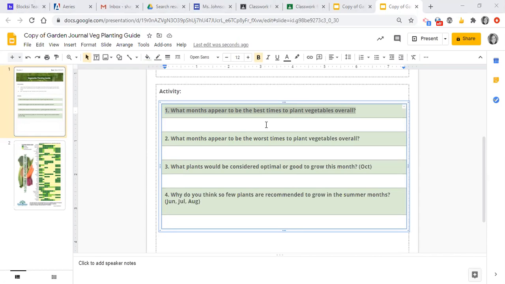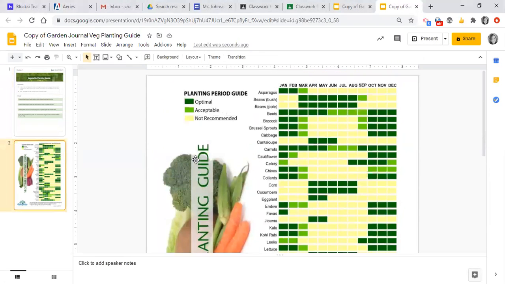Okay, so let's take a look at the guide. And if you recall, the dark green is what's considered optimal, and the light green is acceptable, while the yellow is not recommended. So basically what we're doing here is we're trying to figure out which months would be good times to grow things. So ultimately what I'm looking for is the columns that have the most green.